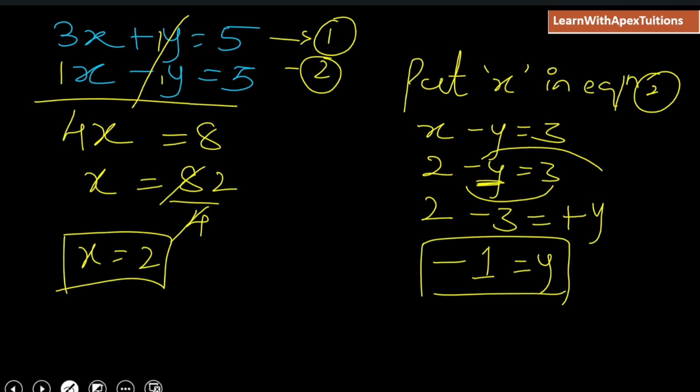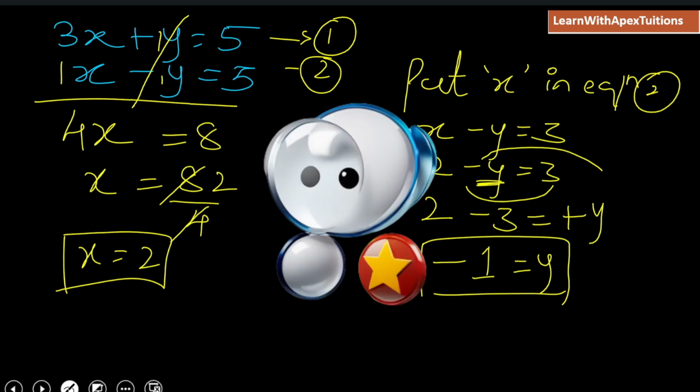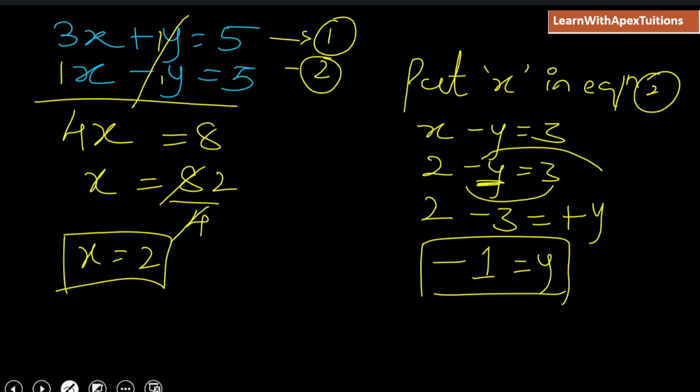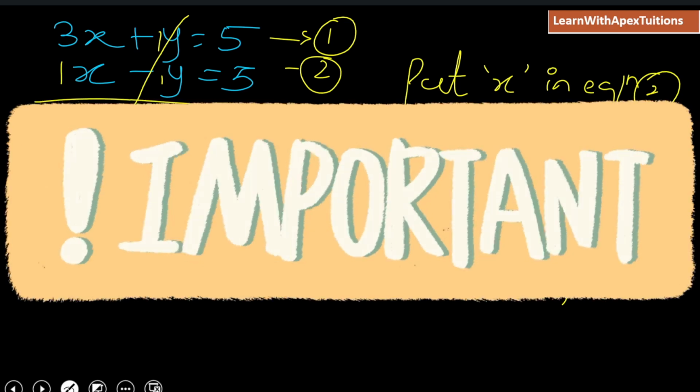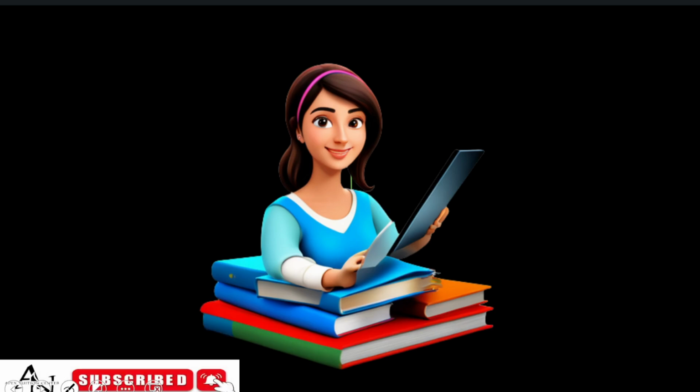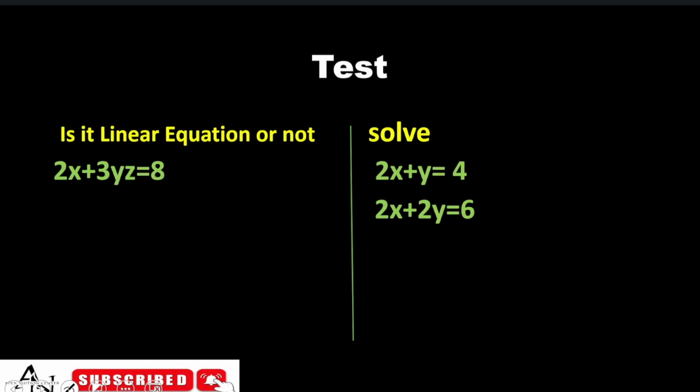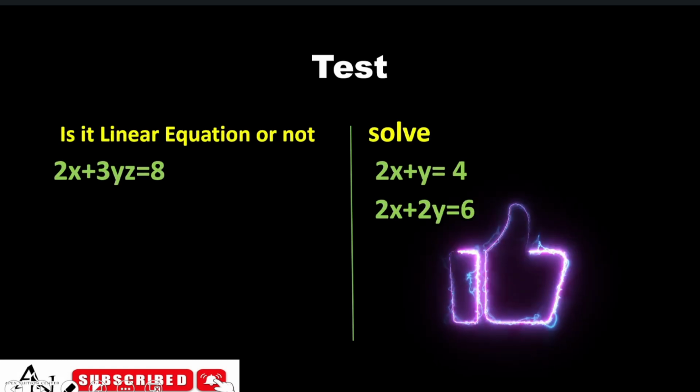I think now we have understood the linear equations in one variable and two variables clearly. This is very basic concept and it is important for all the high school students, whether they are studying in NCERT or CBSE. Okay, I'll give you one question. Is it linear equation or not? 2x plus 3yz is equals to 8.